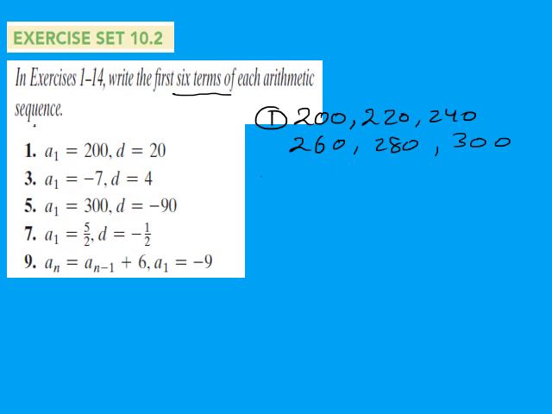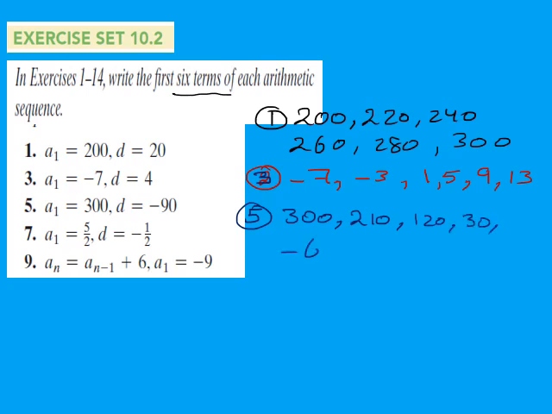Number 2, the first term is negative 7 and every time I'm adding 4. So negative 7, add 4 is negative 3, add 4 is 1, add 4 is 5, add 4 is 9, add 4 is 13. Regarding number 3, the first term is 300, but each time I'm subtracting 90. So the second term is 210, then 120, then 30, then negative 60, then negative 150.